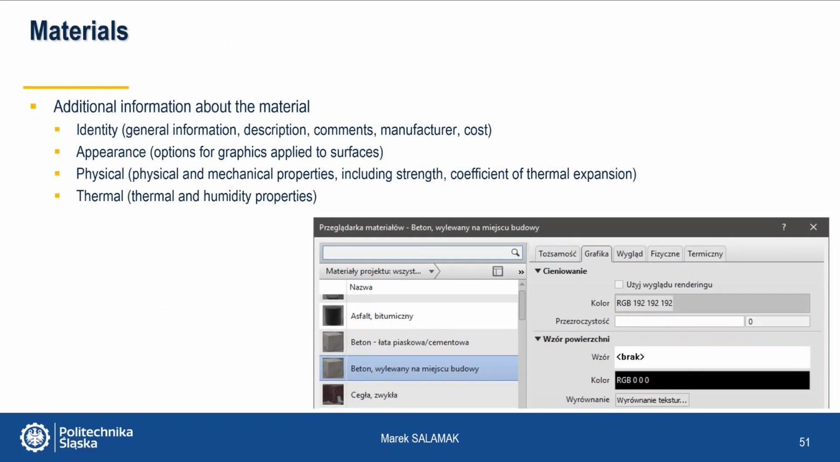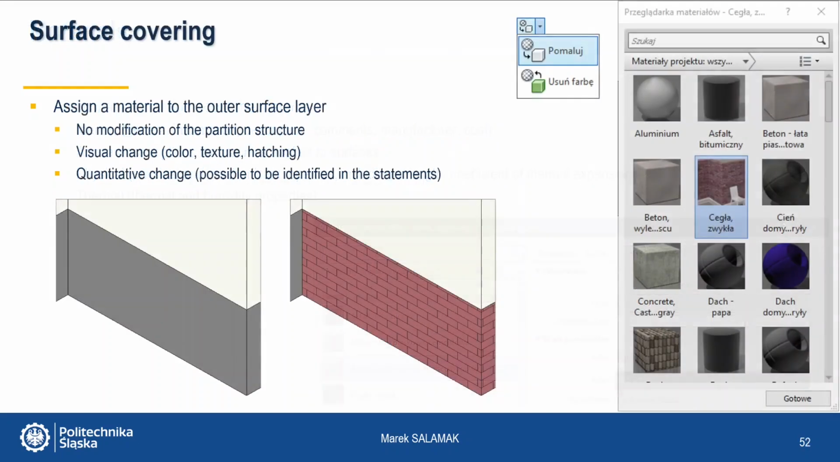When creating a family, we also define the material by providing general information with its name and description and its appearance, which can be graphically represented differently on the surfaces. Besides, we determine physical and mechanical properties such as strength, thermal expansion coefficient, and thermal and humidity properties. The material assigned to the outer surface layer influences the visual appearance of the element. It's all about color, texture, and hatching.